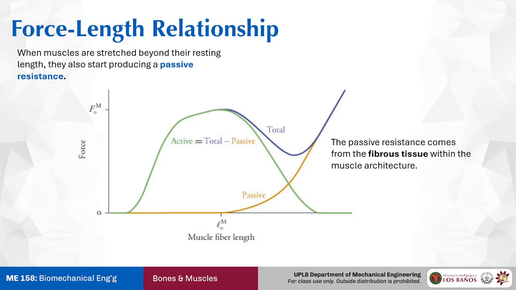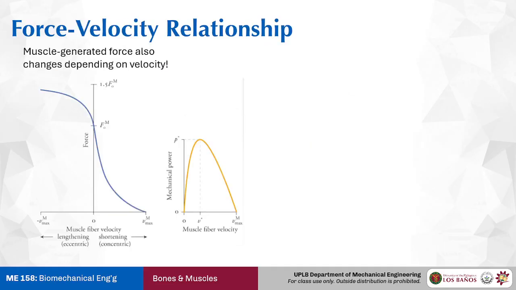If you recall, it's not just the length of the muscle that affects the force that it can apply. The speed at which it contracts or extends also affects how much force it can deliver. So I want you to pay attention to this graph here. Instead of a force-displacement curve, you now have a force-velocity curve. And what you notice here is that you have two sides. This positive velocity axis indicates contraction, and this negative part of the axis indicates extension of the muscles.